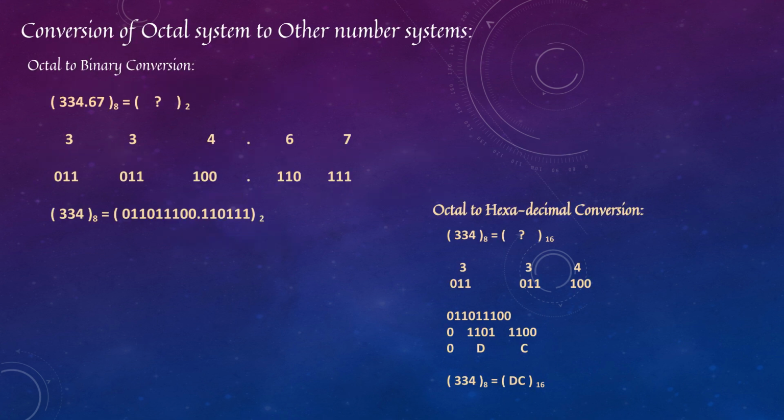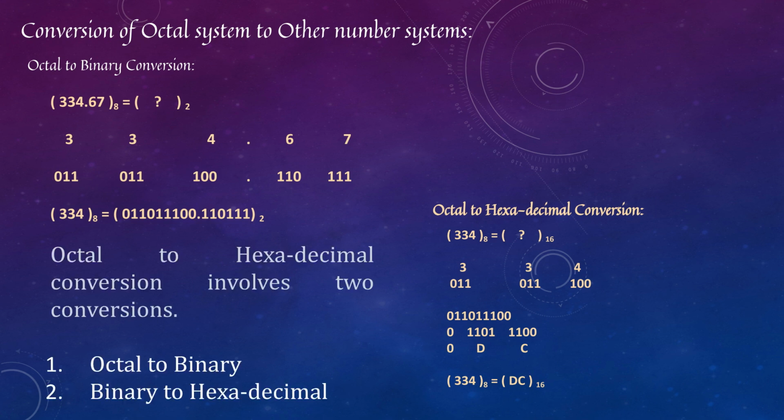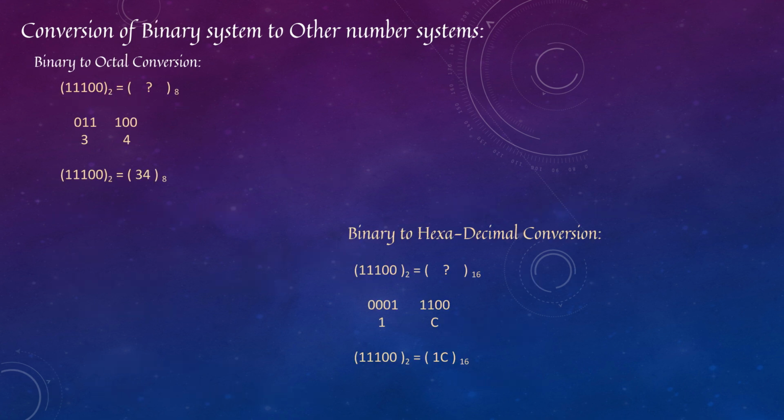To convert octal to binary, replace each octal digit with its 3-bit binary equivalent. For octal to hexadecimal, convert octal to binary, then group the binary bits into 4-bit nibbles and convert to hexadecimal. To convert binary to octal, group the binary bits into 3-bit groups, starting from the radix point, and convert each group to its octal digit. For binary to hexadecimal, group the bits into 4-bit nibbles, converting each group to its hexadecimal digit.